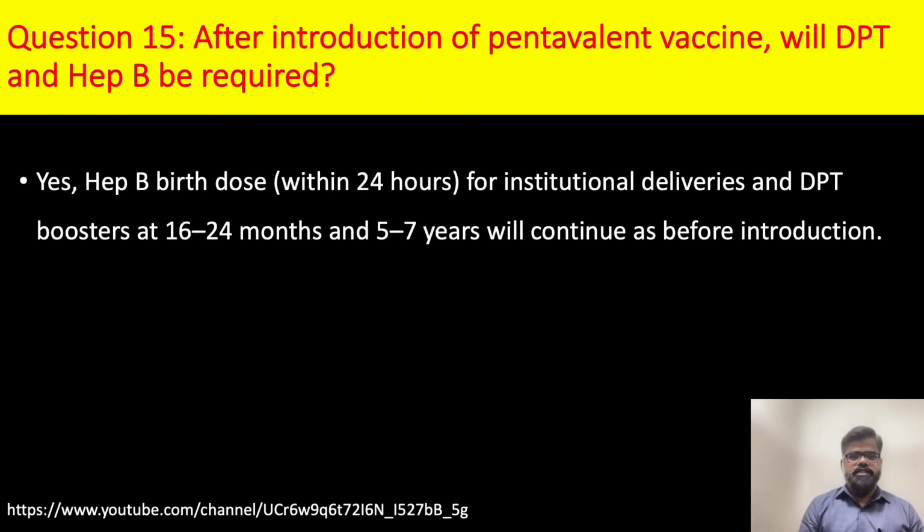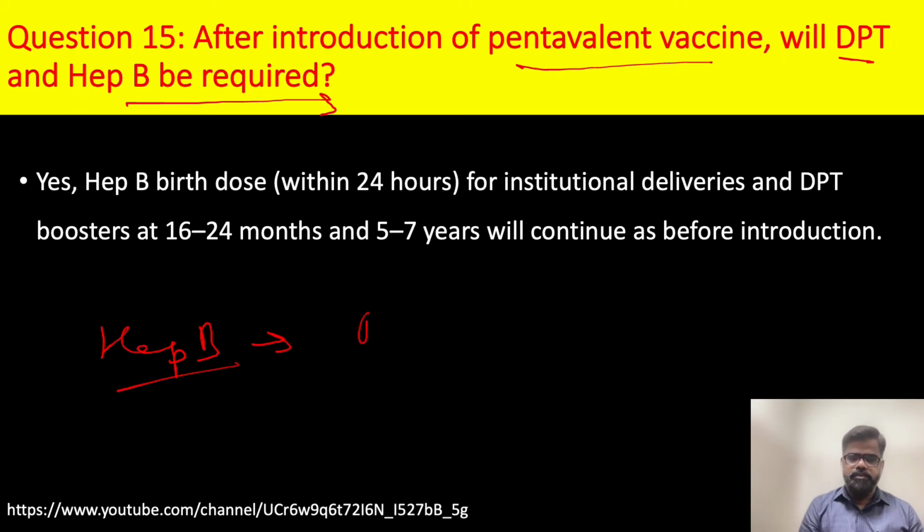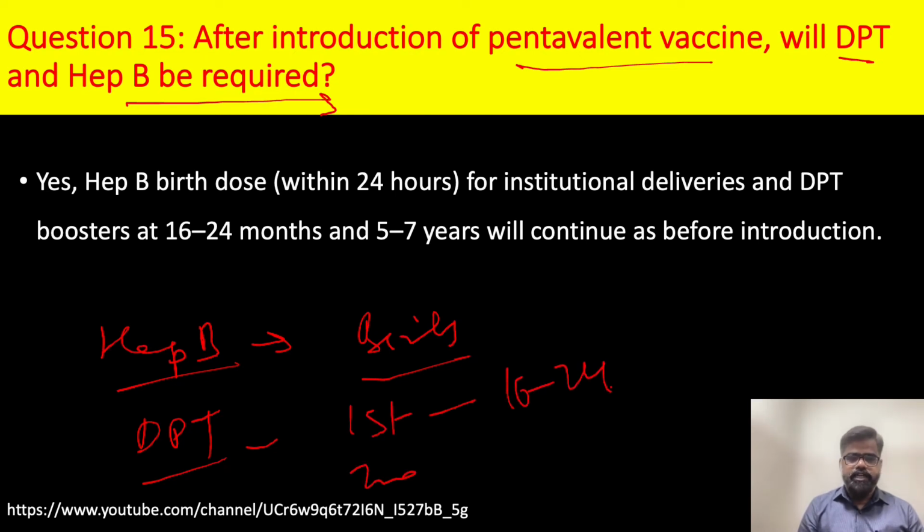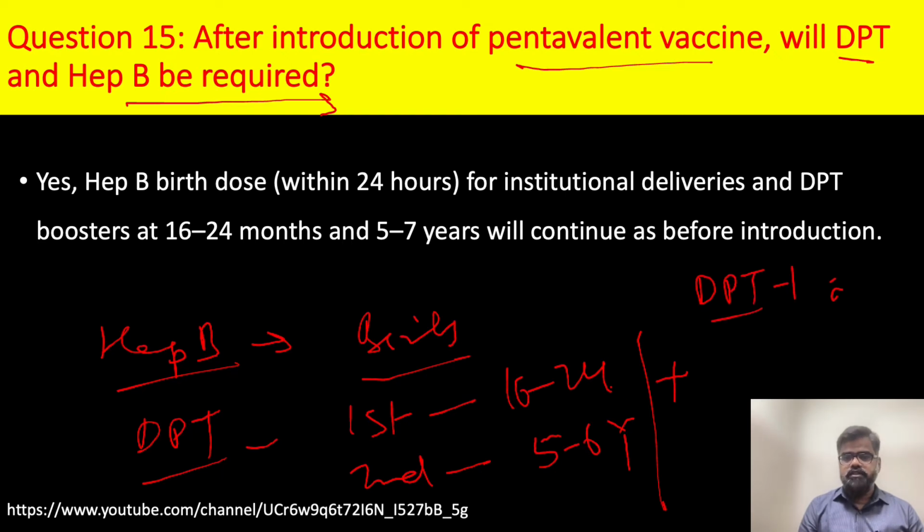Okay. Let's take the next. After introduction of pentavalent vaccine, will DPT and hepatitis B be required? Yes. Hepatitis B we are already giving at birth, and DPT we are also giving as first booster in 16 to 24 months and second booster at 5 to 6 years. Plus, as in the past questions you have seen, if a child comes after 1 year of age and has not taken any vaccine, we give routine DPT 3 doses plus the routine boosters, right? So DPT and hepatitis B will be required and are used.